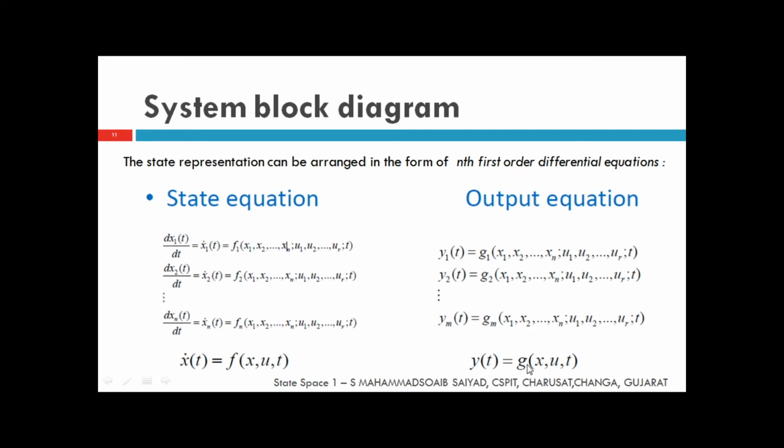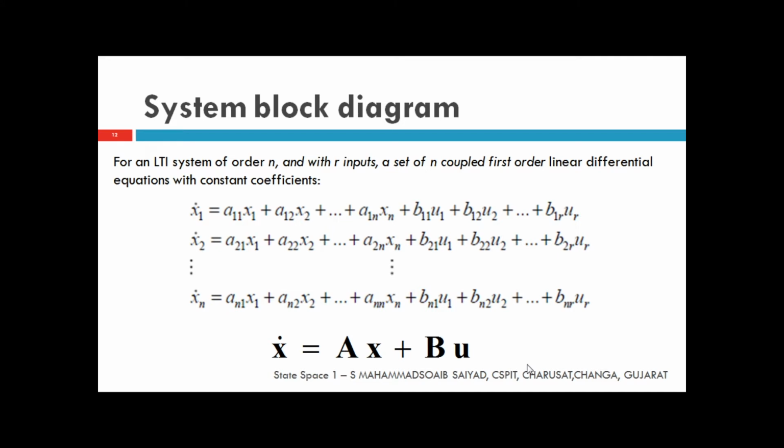Now I just want to give some clarification regarding obtaining the state block diagram or the system block diagram. For an LTI system of order n with r inputs, a set of coupled first order linear differential equations with constant coefficients is given as x1 dot is equal to a11 x1 plus a12 x2 up to a1n xn plus b11 u1 plus b12 u2 up to b1r ur.